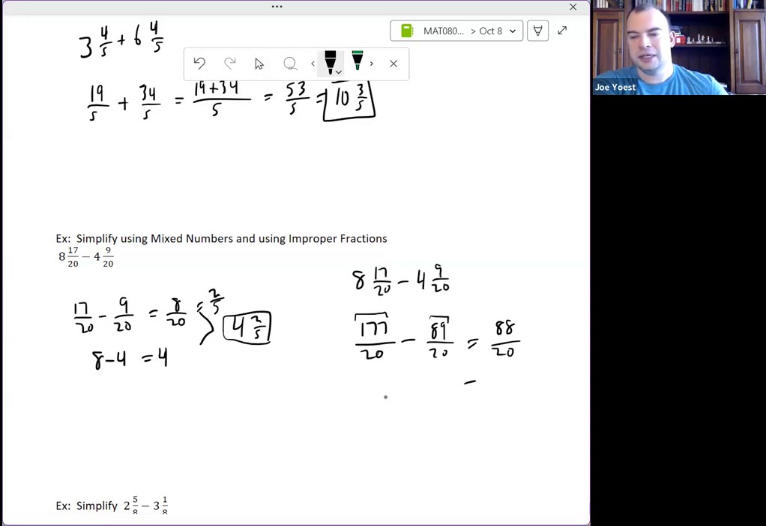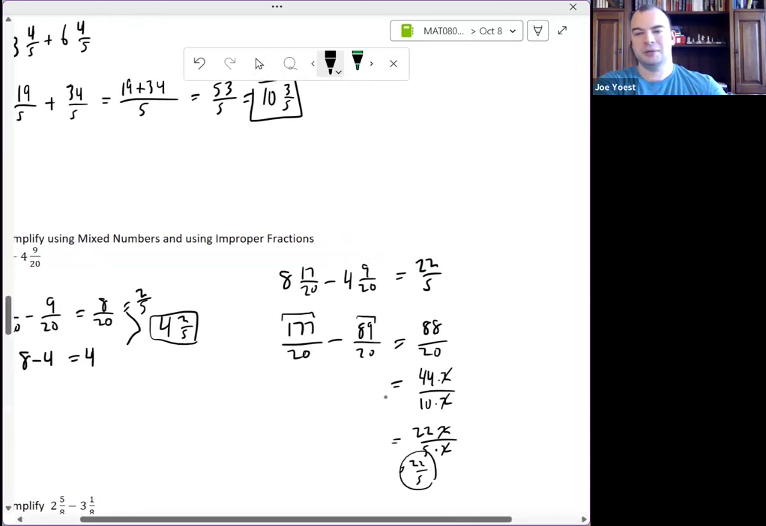And 88 divided by 20, I guess I see that there's a factor of 2 in the numerator and denominator. 44 times 2 over 10 times 2. I can chip away at this. So there's another factor of 2. 22 times 2 over 5 times 2. This is 22 fifths. So this ends up being 22 fifths. And if I convert that to a mixed number, 5 times 4 is 20, with 2 left over. I get the same answer.